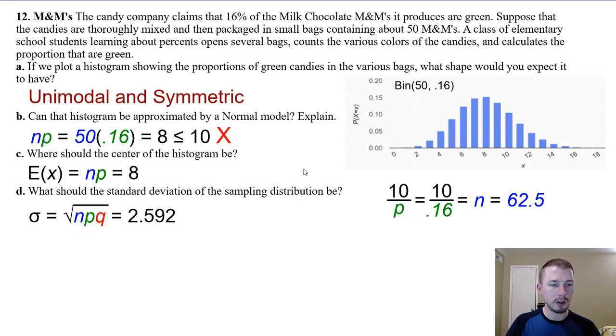If you wanted to answer the question of how large of a sample we would have to have in order to be able to use a normal model, then you can take 10 divided by p, and that will give you the smallest sample size that would guarantee 3 standard deviations unobstructed with at least 10 successes and 10 failures. So do 10 divided by p or 10 divided by q, and then take whichever one is the largest. So the smallest sample size that we could have had in order to use a normal model would have been 62.5.